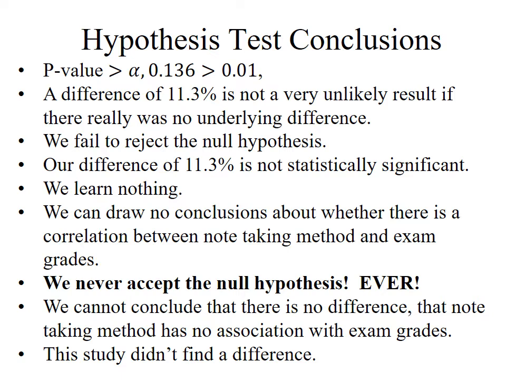It could be that Mars is sterile and there's no life there, or it could also be that we just haven't looked in the right places yet. Mars is big. It's a whole planet. We've only looked in a relatively small number of places. That's the same sort of logic that's going on when we fail to reject the null hypothesis, when we don't find a statistically significant difference. It doesn't mean there's no difference there. It just means that this data didn't find a difference.